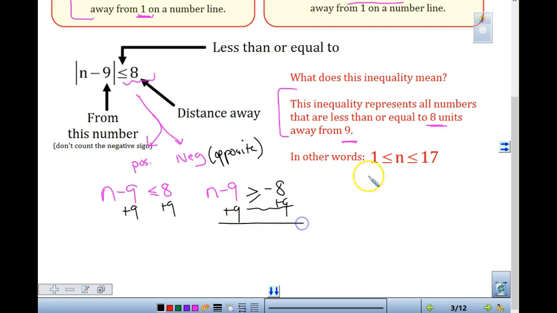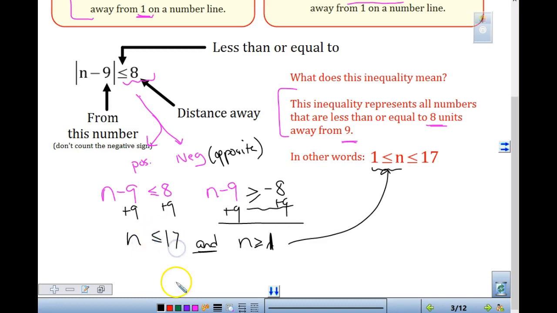When you add 9, that's how we get this first part. n is greater or equal to 1, because negative 8 plus 9 gives us this first half. Notice that they put the number first. Would you have to? No. You could write it this way. I would take the word and in between. And n is less or equal to 17.